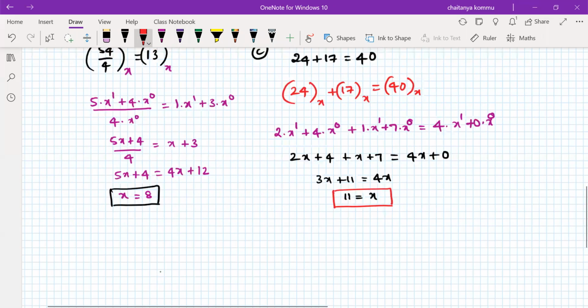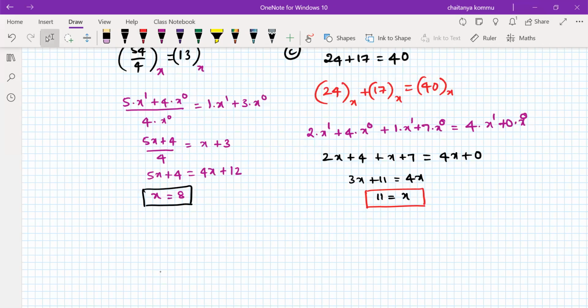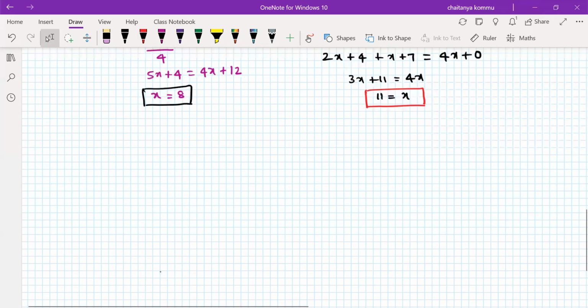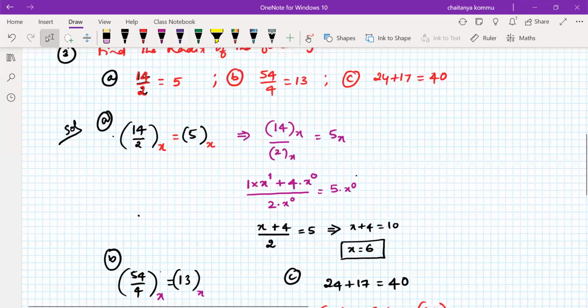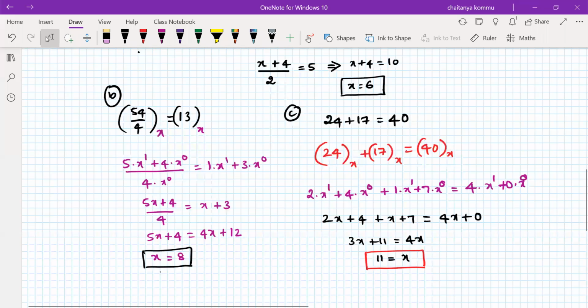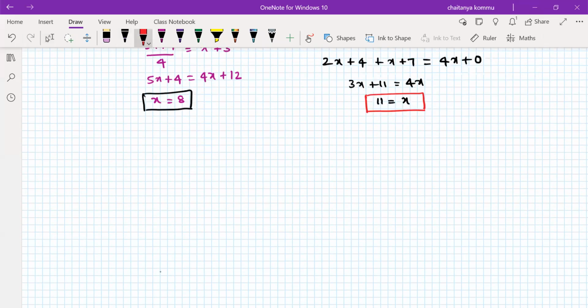So these type of problems you can see in the GATE examination. Okay, please try to do it. Okay, I hope you understand the concept here. Okay, so let us do the fourth problem. It is also in the exercise problem.